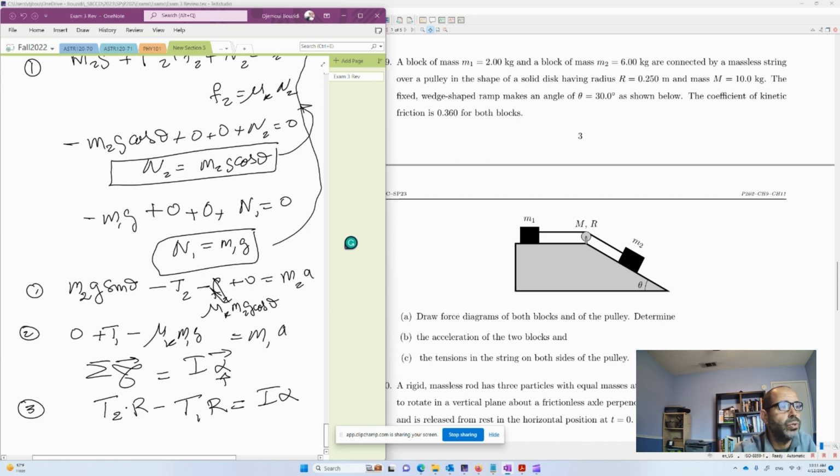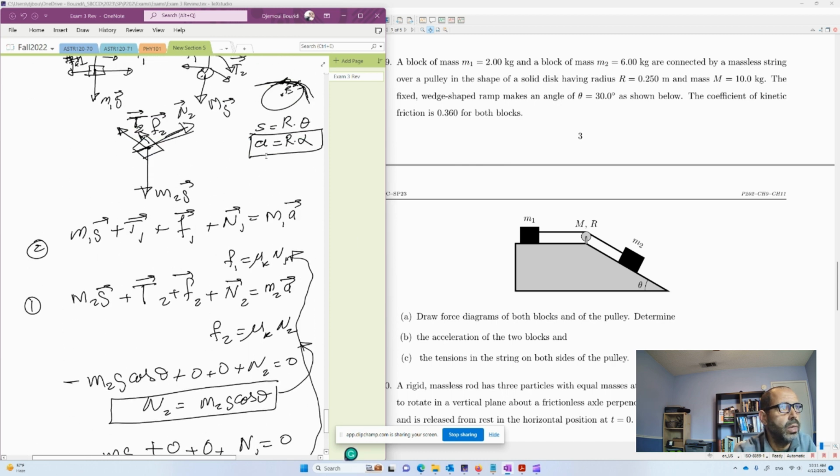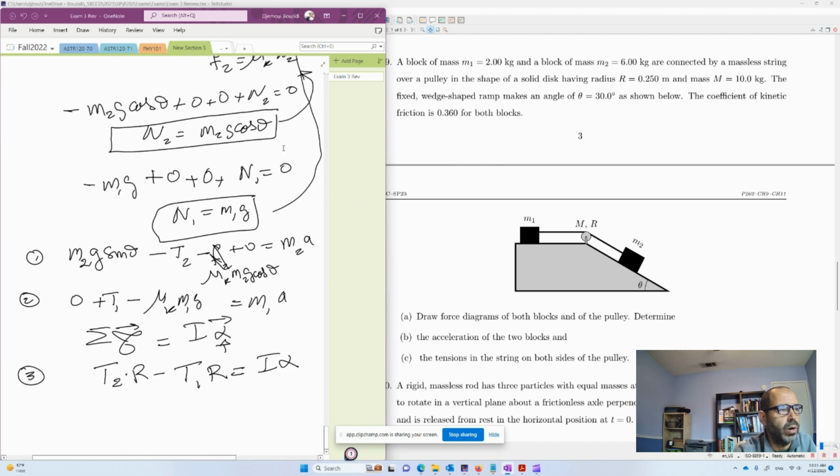But that unknown we know is a relationship to one of the unknowns. Alpha is just A over R. So this alpha is simply equal to A over R. So this equation is I times A over R, and this is T2 times R minus T1 times R. So basically, this is equation 3, really, how it should be read without that additional unknown alpha. So now you have three equations with three unknowns, so you're in business.